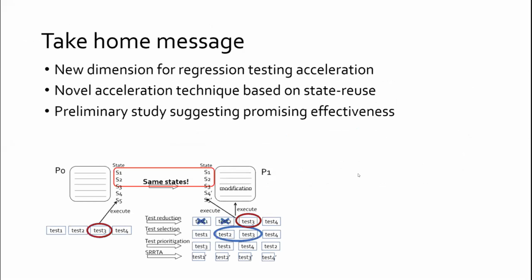Finally, to summarize our work, we open a new dimension for regression testing acceleration, that is optimizing the execution process of an individual test. We propose a novel acceleration technique based on state reuse, and our proposed technique SRRTA can reduce regression testing time a lot.